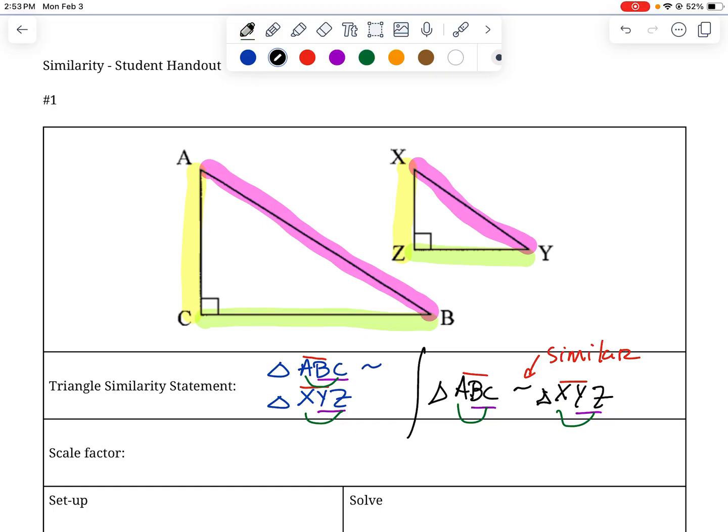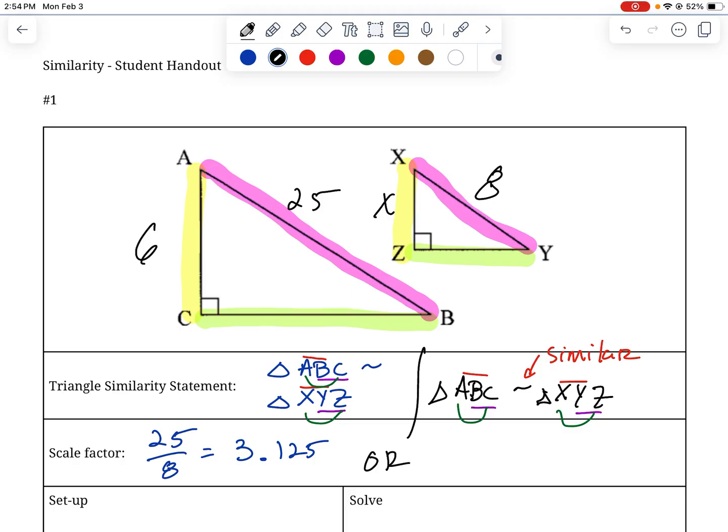Next part of this chart asks for a scale factor, so we need some numbers. I'm going to call this 6, this 25. This I'll put an X, and this will be 8. So we have to figure out our scale factor. We can write our scale factor in two ways. I can go from big to small or small to big. What do I mean by that? The scale factor can be represented as 25 over 8, which is 3.125. That would be considered an enlargement, meaning I multiply 8 by 3.125 to get 25.